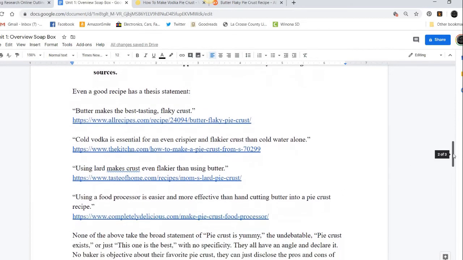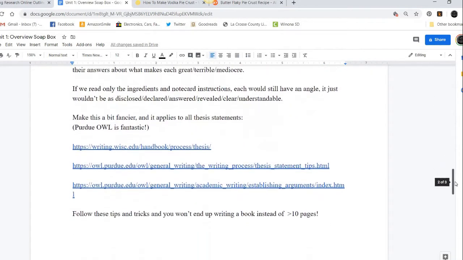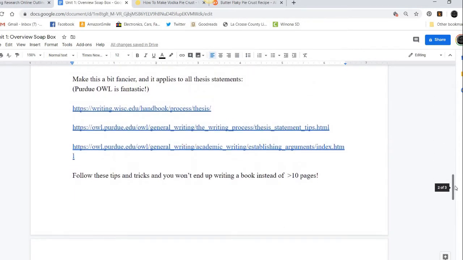That's why we develop thesis statements, and that's why we make them so easy to find, so that it's clear we understand what we are saying. Our bias is not an accident. I think butter makes the best pie crust, and here's my evidence, right? Not accidentally, this pie crust exists. I have no idea why it's great, right?